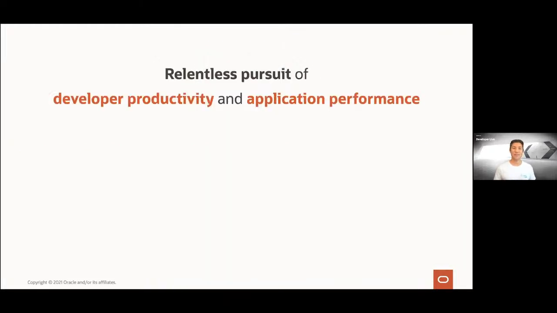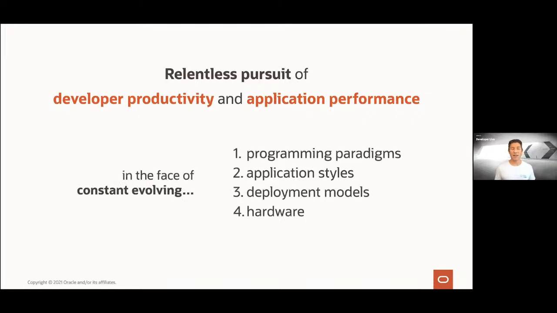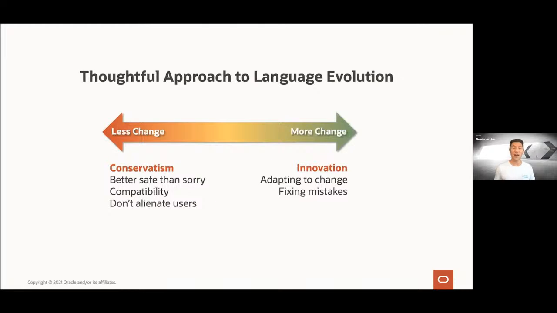Many of the reasons that Java has been successful for the past 25 years is due to the team's relentless pursuit for developer productivity and application performance. And this remains true to this day in these constantly evolving programming paradigms, developer fashions, hardware, and deployment models. In 25 years, a lot's changed. It's absolutely critical, though, that the team remains relentless against these changing paradigms. We believe that's a big reason why Java will continue to be successful for the next 25 years.